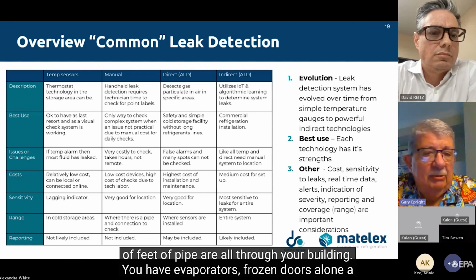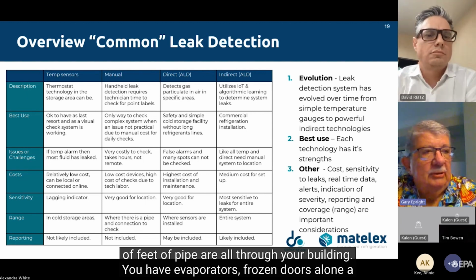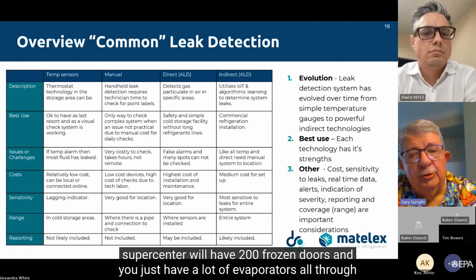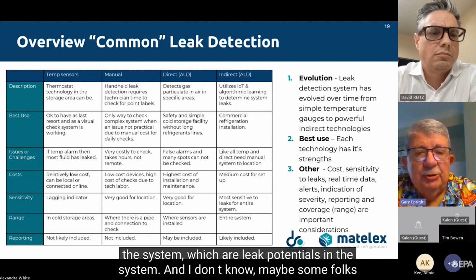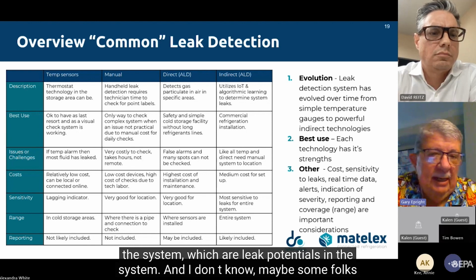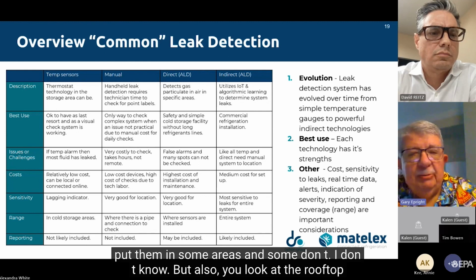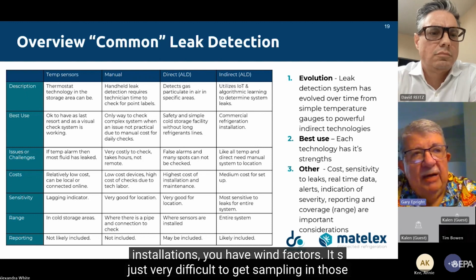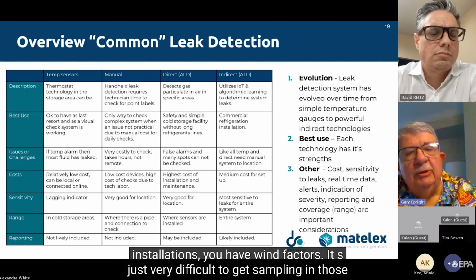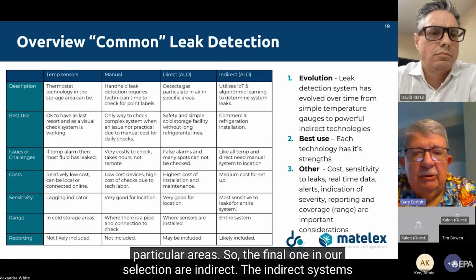You have evaporators. Frozen doors alone, a Super Center will have 200 frozen doors, and you just have a lot of evaporators all through the system, which are leak potentials in the system. And I don't know, maybe some folks put them in some areas and some don't. I don't know. But also you look at the rooftop installations, you have wind factors. It's just very difficult to get sampling in those particular areas.